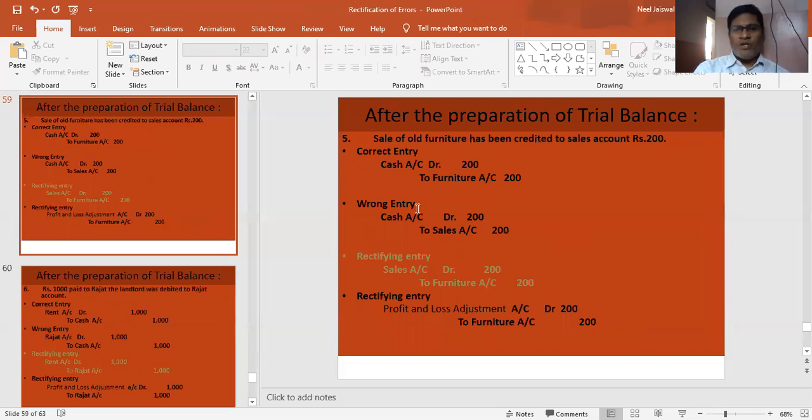Next, sale of old furniture has been credited to sales account, rupees 200. Correct entry is cash to furniture. But what we have done is recorded it as a sale, cash to sales. Rectifying entry, sales to furniture account. Therefore, instead of sales, we will write profit and loss adjustment account debit to furniture account, rectifying entry.